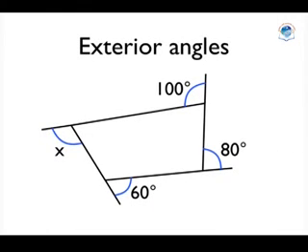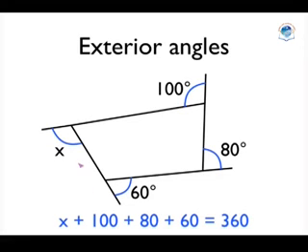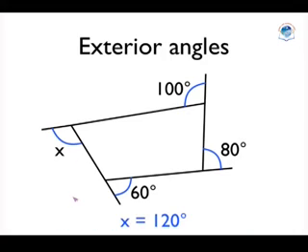Take an example. Notice that even quadrilaterals are polygons. So for this quadrilateral, we can find x. We know that all exterior angles add up to 360 degrees. And so x plus 100 plus 80 plus 60 is equal to 360 degrees. x is equal to 120 degrees. It is important to note that at the vertex, the exterior and interior angles are supplementary.